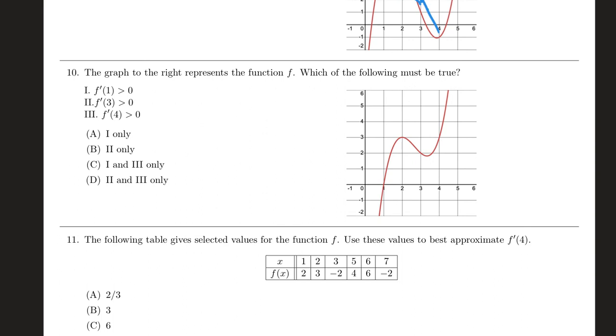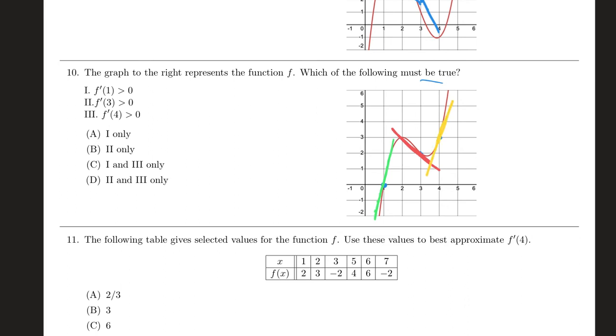The graph to the right represents the function f. Which of the following must be true? You see these are all saying the derivatives are bigger than 0, so basically they're positive. The derivative is the slope of the tangent line, so we're looking at 1, 3, and 4. Again, they're just estimates, but the tangent line here is going to be about like that. The tangent line here is going to be about like that. And at 4, it's going to be about like that.